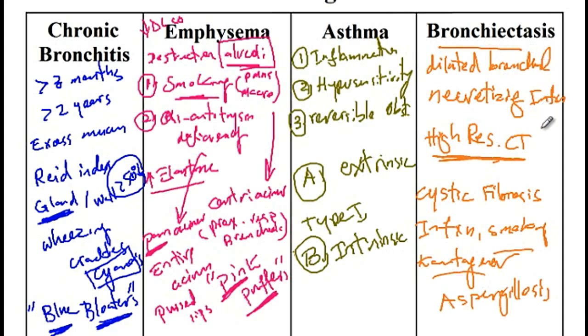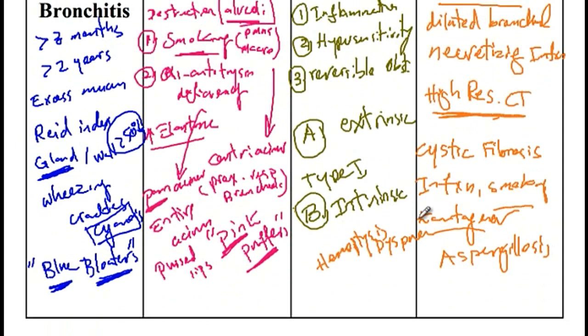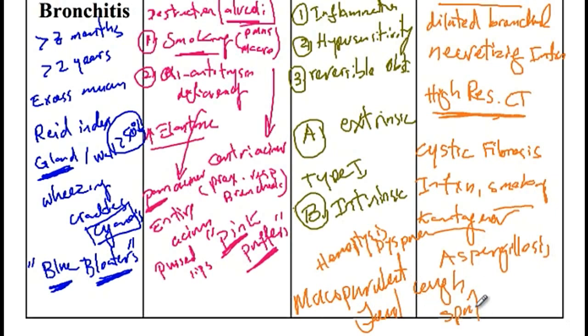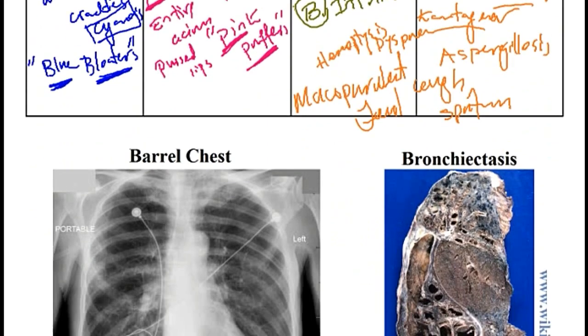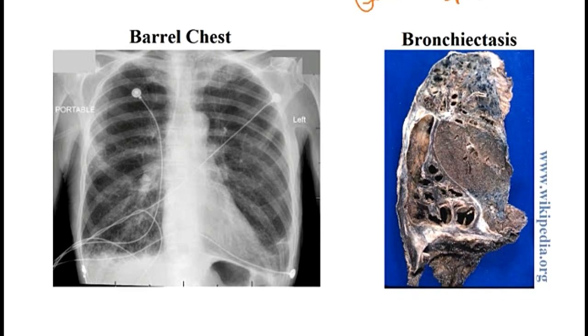And these patients present with the dyspnea, hemoptysis, cough, and a mucopurulent, foul-smelling sputum production. So here I have provided you with images of the barrel chest as well as bronchiectasis.